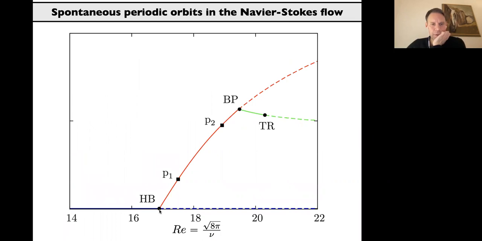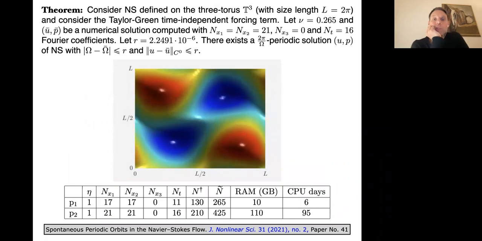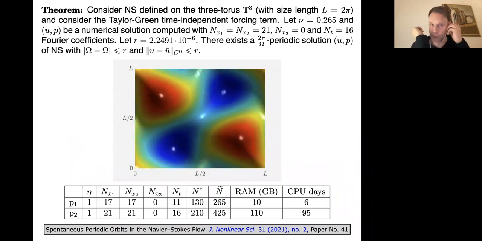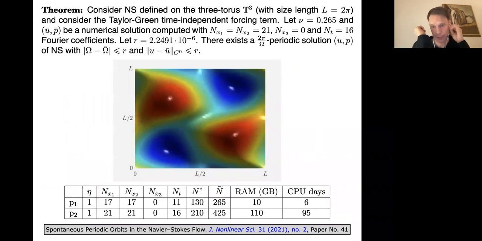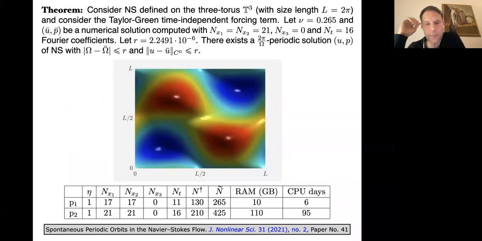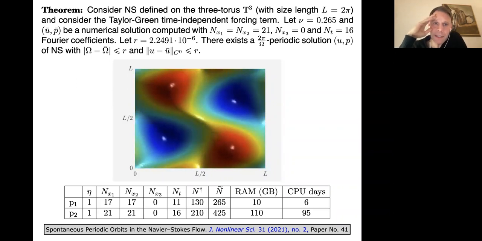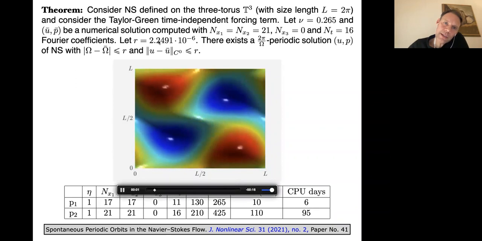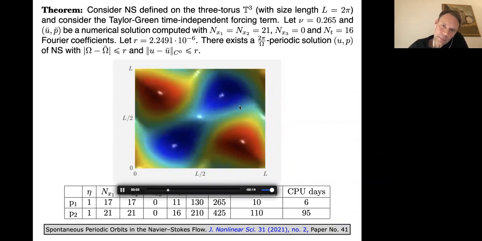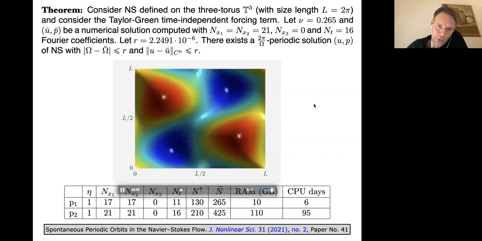So, a couple more slides. Let's say this is the viscous equilibrium. There is a Hopf bifurcation. We computed two solutions, and then we proved their existence using the computer. I'm going to show you a movie of P2. This is P2, a periodic motion which was proven to exist in Navier-Stokes using the tools of computer-assisted proofs. That result just appeared in the Journal of Nonlinear Science. Basically, with the rigorous error bound that we got, 10 to the minus 6 away from this periodic motion, there is a true periodic motion that exists.